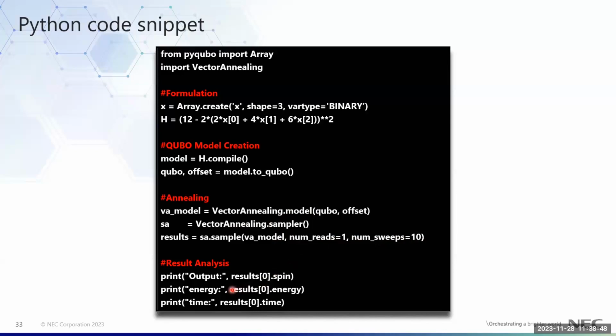And finally, to print the results, you just have to use this results array that was created here. And it has the spin, energy and time within it. So the number partitioning problem can be written in Python like this. Cubo model creation, as we discussed, is also automated using a specific API. Any queries until this point?